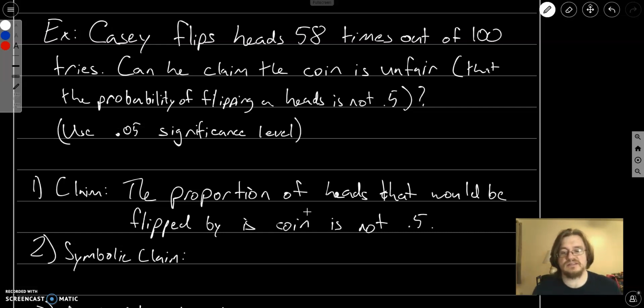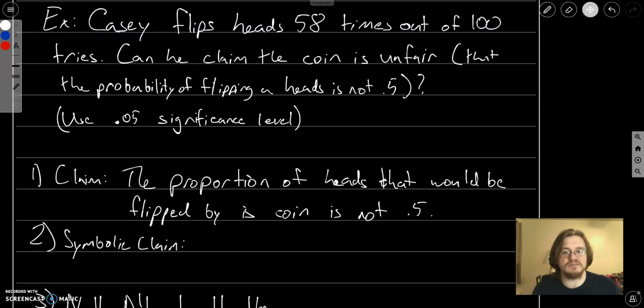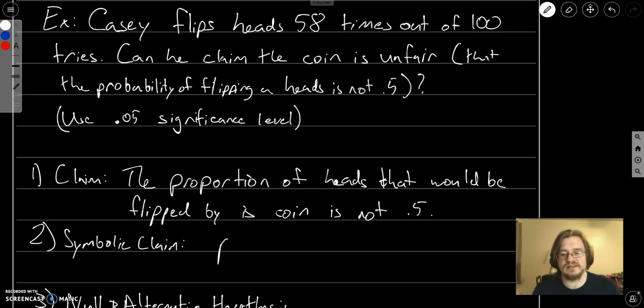So I feel that this coin is not fair. I flipped 58 out of 100 heads. That seems like I'm flipping more heads than tails. So I'll claim that the coin is unfair. Now, symbolically, this would mean that the proportion or the probability that we flip a heads is not 0.5.